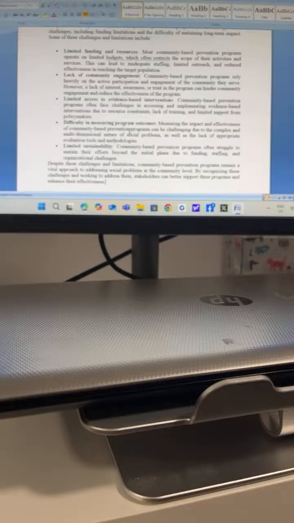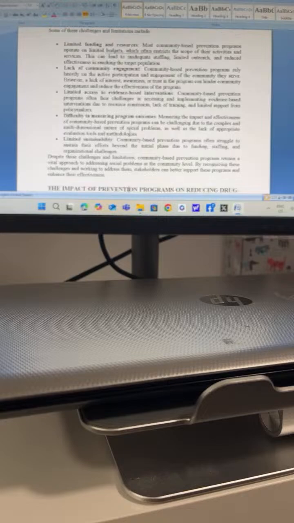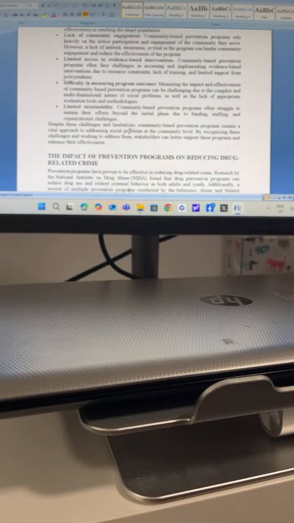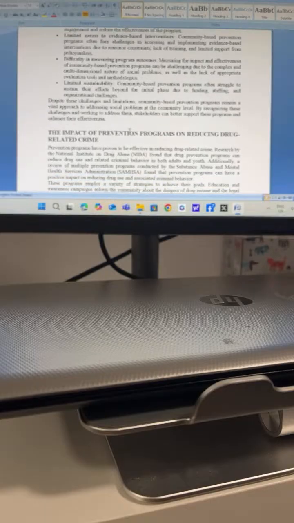Limited sustainability. Community-based prevention programs often struggle to sustain their efforts beyond the initial phase due to funding, staffing, and organizational challenges. Despite these challenges and limitations, community-based prevention programs remain a vital approach to addressing social problems at the community level. By recognizing these challenges and working to address them, stakeholders can better support these programs and enhance their effectiveness.